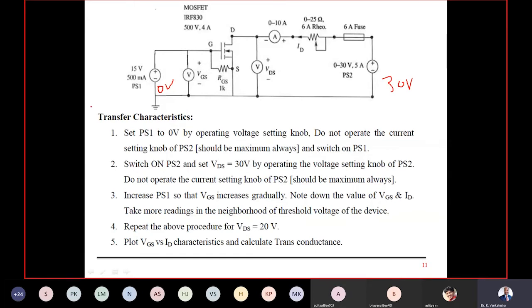Once you set PS1 to 0 volt, VGS is also 0 volt only, no doubt about it. And set PS2 to 30 volt, VDS also appears to be 30 volts only. So this will show 0 volts, this will show 30 volt. So control loop 0 volt, power loop 30 volt. Then vary PS1 gradually in steps of 0.1, 0.2, 0.3 volt like that.